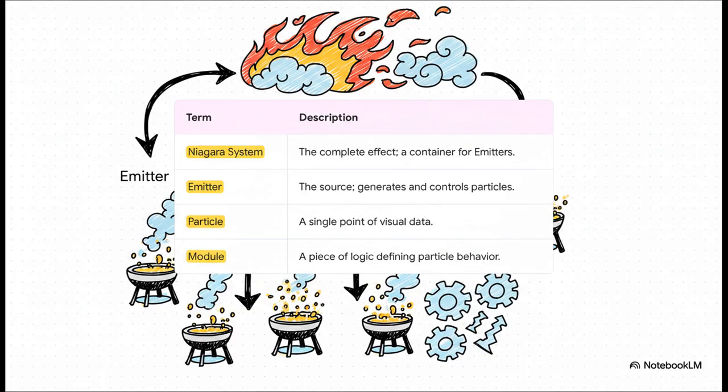Inside that system, you have one or more emitters. These are the sources, the main ingredients that generate everything. Emitters, in turn, create particles, which are just tiny little points of data that altogether create the visual. And what tells those particles what to do? Well, that's where modules come in. They are the individual instructions, the cooking steps.